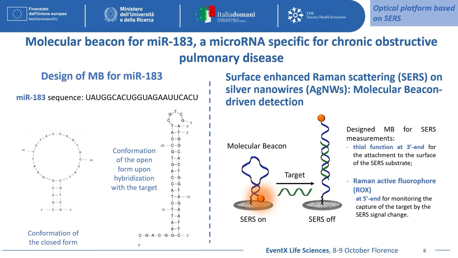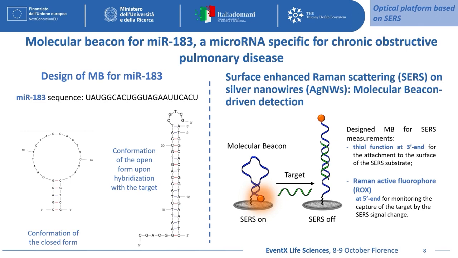How does it work? In the previous molecular beacon, there was a fluorophore and a quencher at the distal ends. In our case, we have a Raman reporter, and the other side is fixed on a surface which is sensitive to SERS, constituted by silver nanowires. So how does the modulation of the signal occur? In the closed configuration, the Raman reporter is close to the nanowires, so you get a very high SERS signal. In the presence of the target, the distance increases, and you see a decrease of the Raman spectrum.